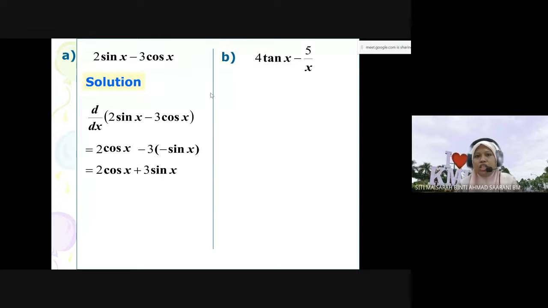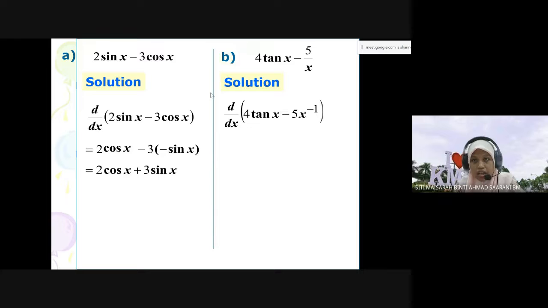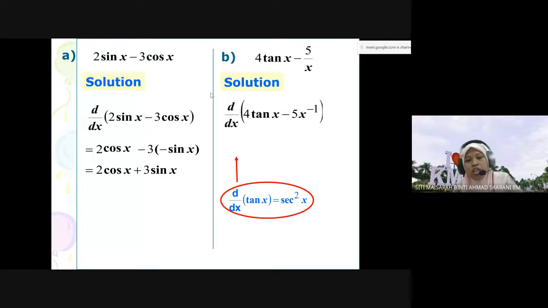Okay, so for this case, kita differentiate one by one. Alright, for question B, we have 4 tan x minus 5 over x. To differentiate 4 tan x minus 5 over x, we change 5 over x to 5x power negative 1. So then we differentiate one by one. Differentiate 4 tan x. We apply the rule of differentiation. For tan x, it becomes secant square x.